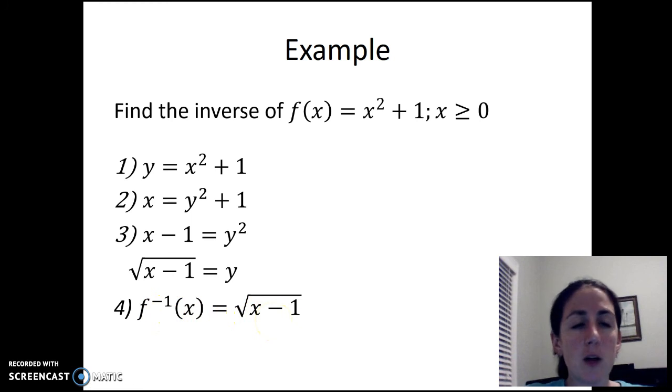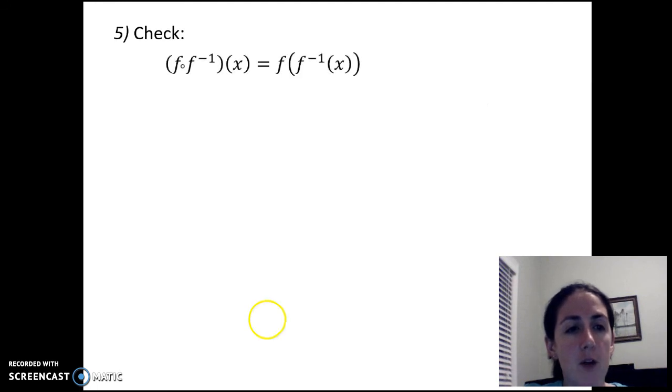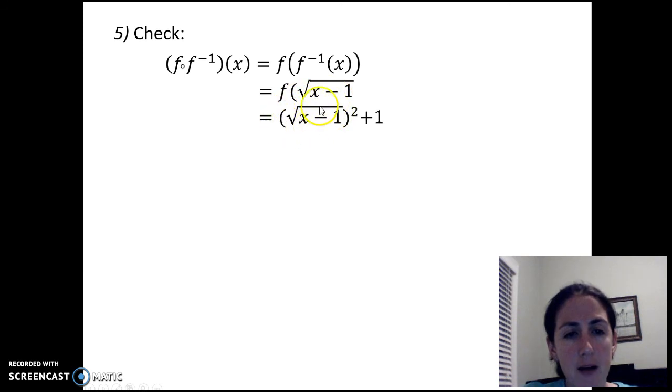But until we're 100% confident with these, we're going to need to check. Now on your test, I may force you to check, which means you would have to check both. So how do we check? First thing we need to do is check that f composed with f inverse gives us x. So into f, we'll put the entire inverse function we just found, which was the square root of x minus 1. So into f, we'll take our entire input, square it, and add 1.